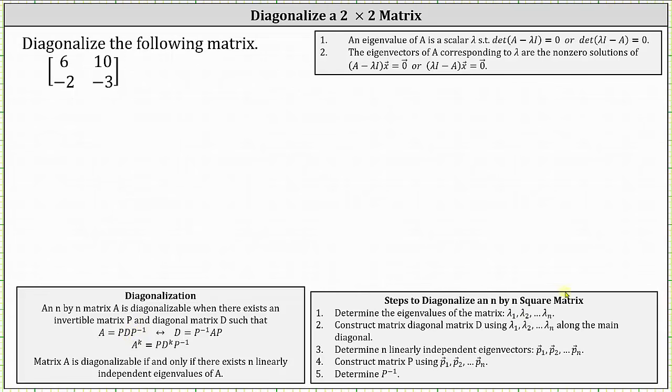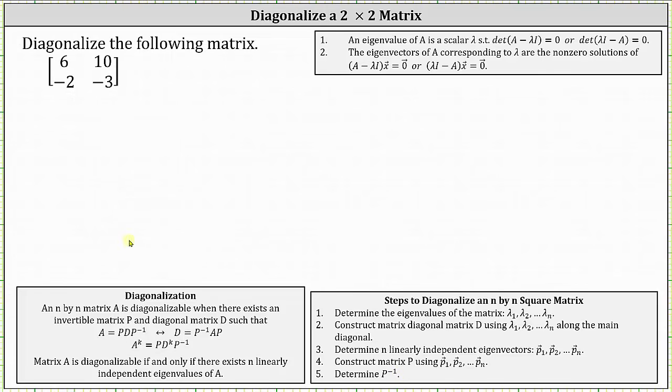To diagonalize a square matrix, number 1, we determine the eigenvalues of the matrix, which in our case will be lambda sub 1 and lambda sub 2. We use these eigenvalues to construct the diagonal matrix, where we have the eigenvalues along the main diagonal and the other entries are 0. The next step is to determine n linearly independent eigenvectors, which in our case will be vector p sub 1 and vector p sub 2. And then we construct matrix P by using the eigenvectors as the columns. And the last step is to determine the inverse of matrix P.